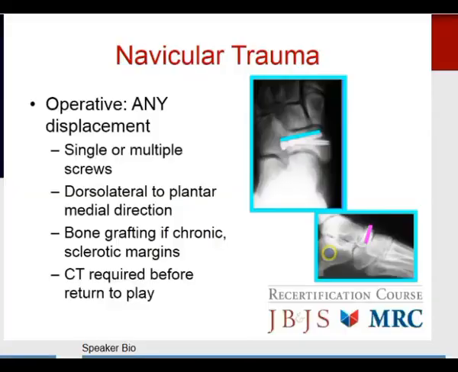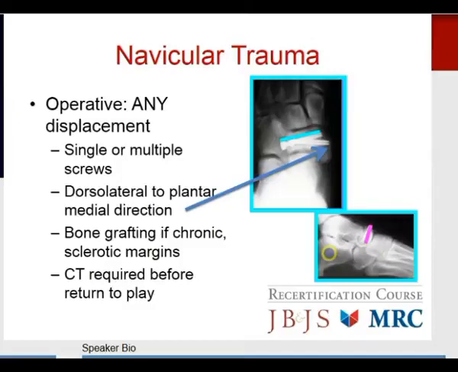If we have any displacement, 1 millimeter, 2 millimeter, whatever on our CT scan data, then in that case we do screw fixation. Those screws run from lateral to medial. I told you before about the plane of that fracture and where it runs. Now we can't make those screws particularly perpendicular to that plane because that plane is dorsolateral to plantar medial.